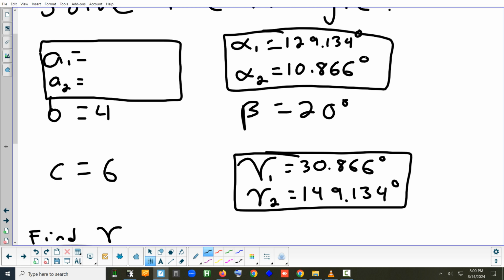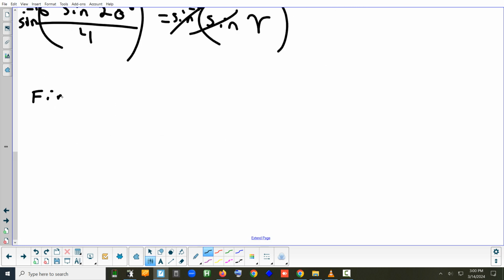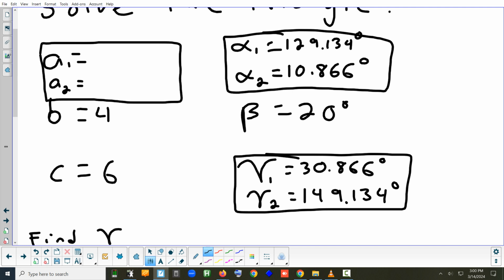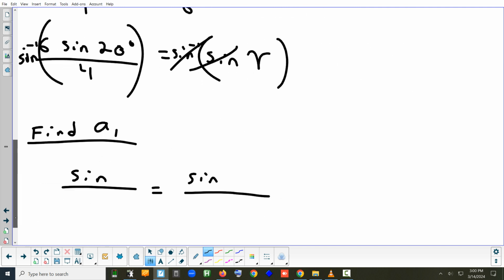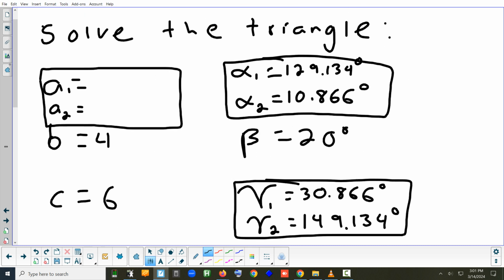All right, now I don't have a completely empty row anymore, so now I can finally figure out A. So let's start with A1. To find A1, I'm going to put sine equals sine. And what would go on the left side? Sine 20 over 4. Yep. Use that again. And the right side? Sine 129.134 over A1. Yeah, perfect.